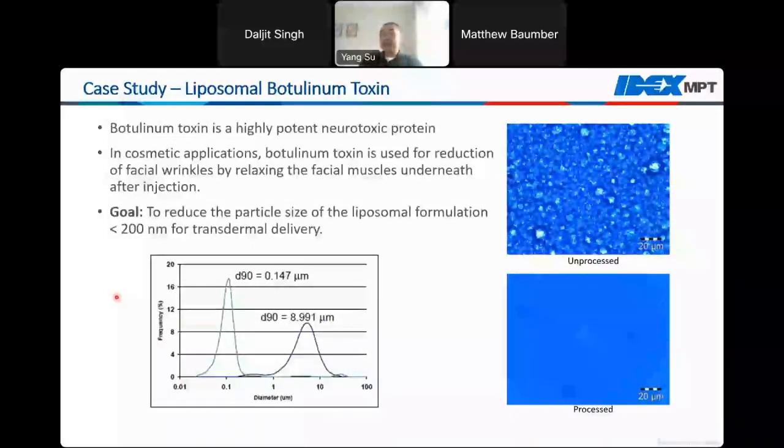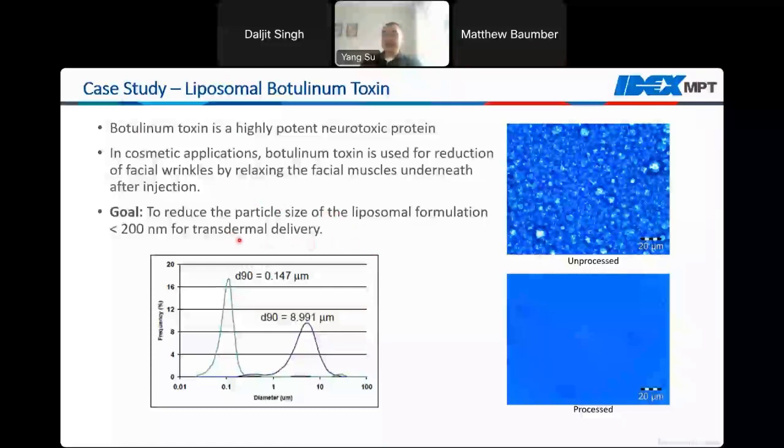So here, showing you a quick example of using the liposome formulation to encapsulate and deliver botulinum toxin. People probably know this very well, that this is a highly potent neurotoxic protein. But in cosmetic applications, it is used for reduction of facial wrinkles by relaxing the facial muscles. So everyone probably heard Botox already, which is utilizing this highly effective ingredient. So here we're trying to encapsulate this with the liposome formulation.